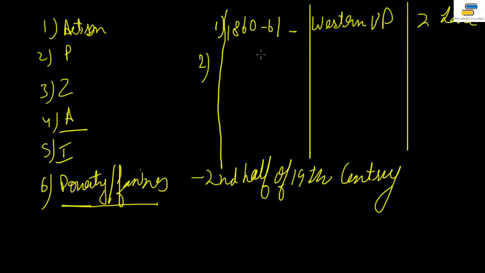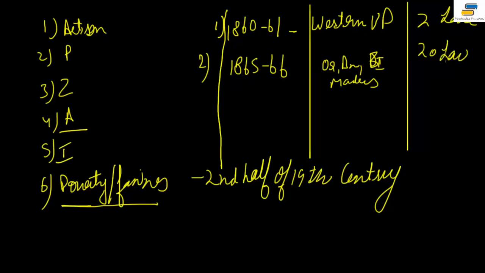Number 2 is 1865 to 66. This famine was there in the eastern areas, Odisha, Bengal, and Bihar, and then Madras. It was happening here, and in this famine, 20 lakh people died.